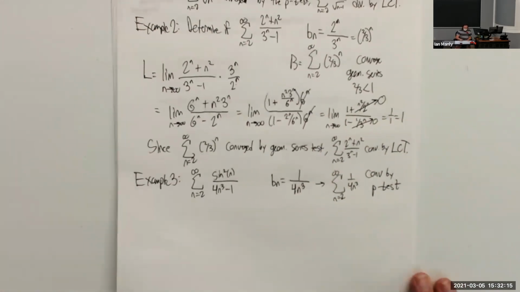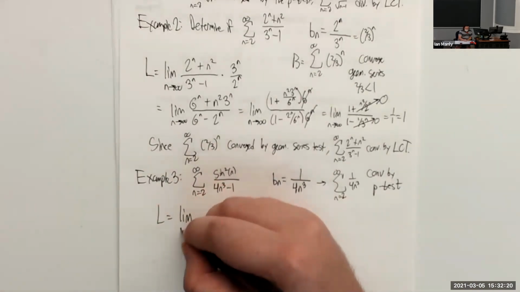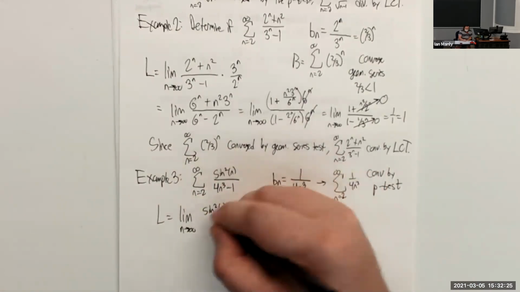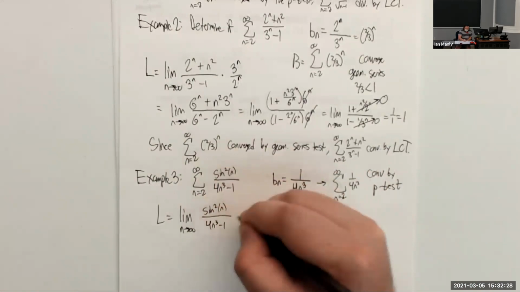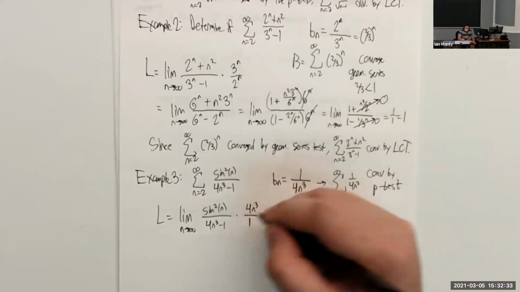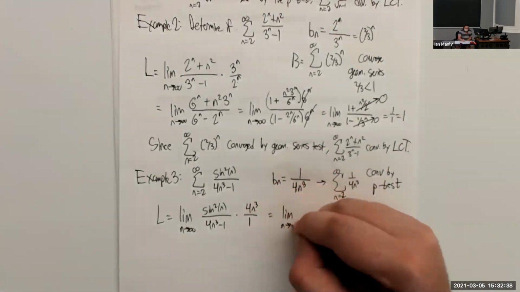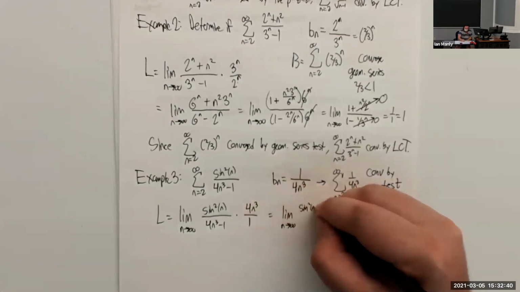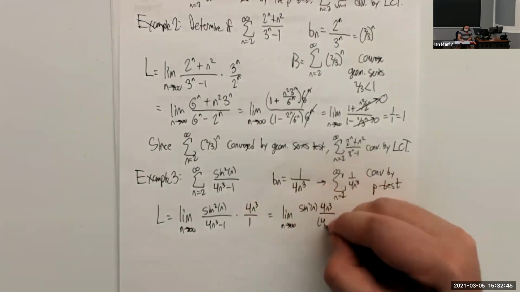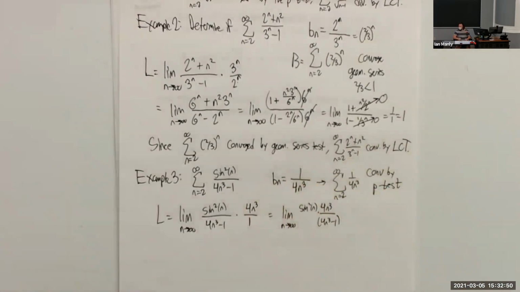All right. So then let's use limit comparison to find out for sure. So the limit as n goes to infinity of sine squared of n over 4n cubed minus 1. And then the reciprocal of this will be 4n cubed over 1. All right, so what happens is we have the limit as n goes to infinity of sine squared of n, and then we have 4n cubed divided by 4n cubed minus 1. So I'm going to write it in that way.